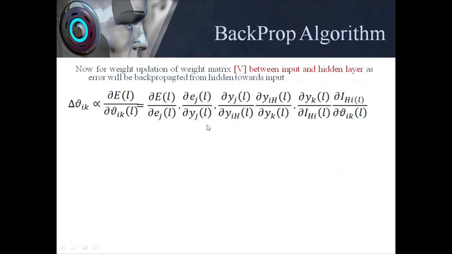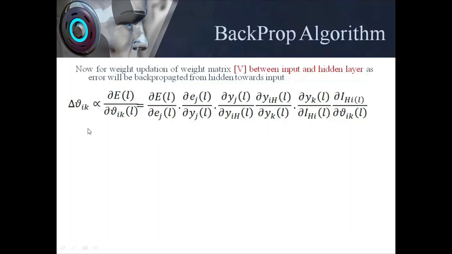Now in this we easily recognize the first two terms, that is the breakup of the cost function in terms of the instantaneous error, the instantaneous error with respect to the output of the jth output unit, and the output of the jth output unit with respect to the input it is receiving from the hidden layer unit. Now whatever input is coming from the input layer unit is differentiated with respect to the output of the kth hidden layer unit.